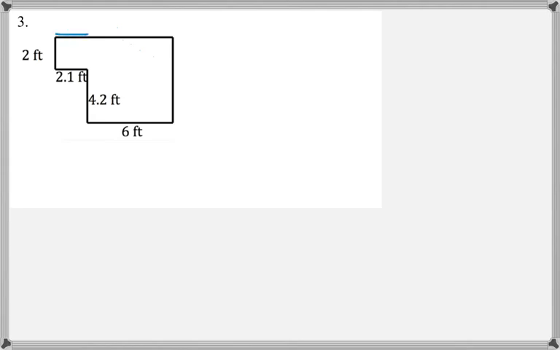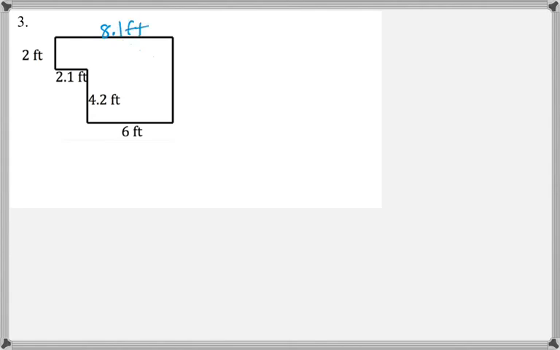I know from here to here should be 2.1 though, because if I look across, that's 2.1. And then I know from here to here should be 6, because if I look across, from here to here is 6. So adding those together, I know that this is 8.1 feet.